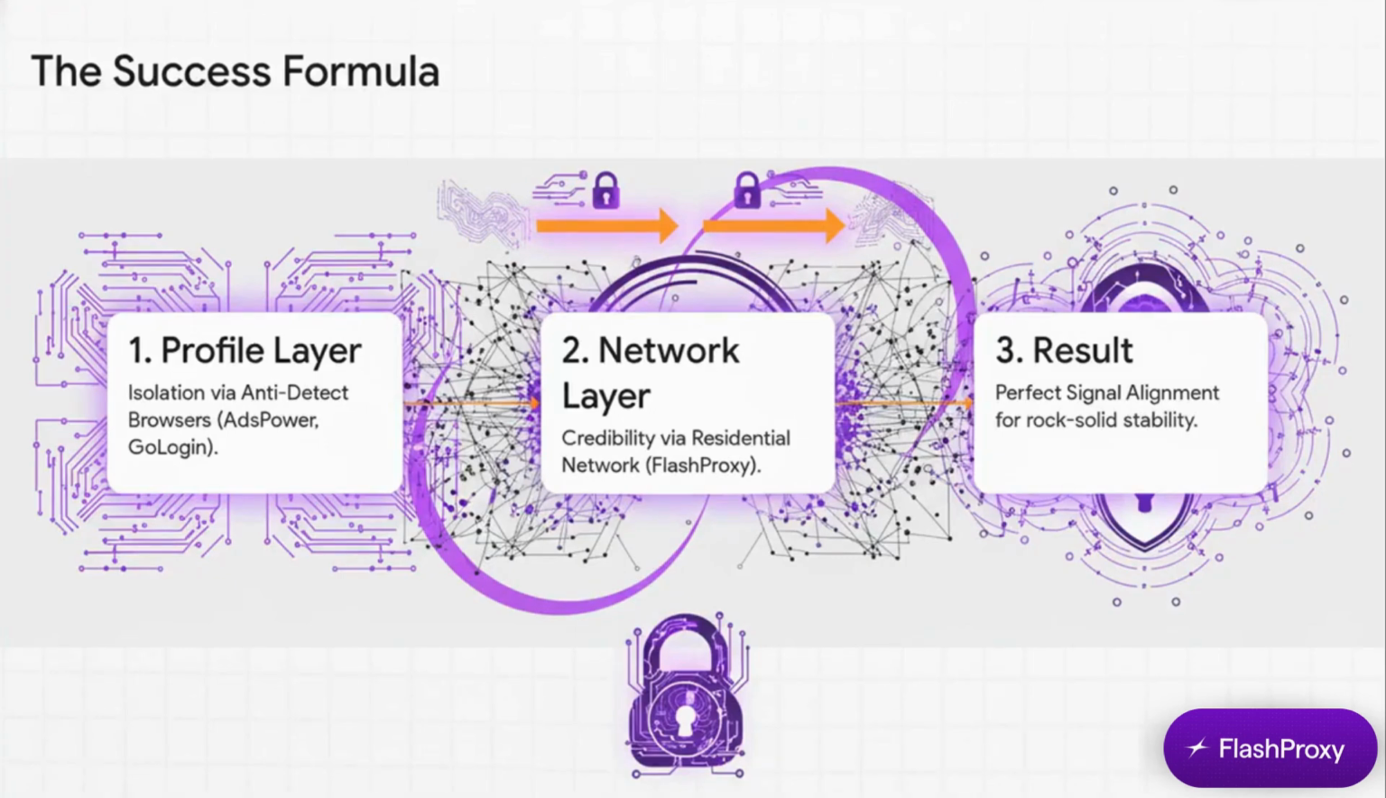This right here, this is the winning formula. Step 1, you've got your profile isolation. You're already doing that with tools like AdsPower or GoLogin. Step 2 is the piece you've been missing, network credibility, which you get from a massive residential network like FlashProxy. And when you combine the two, you get this perfect harmony we call signal alignment. Your perfect profile finally matches its perfect, believable network. The results? Rock solid, stable accounts.